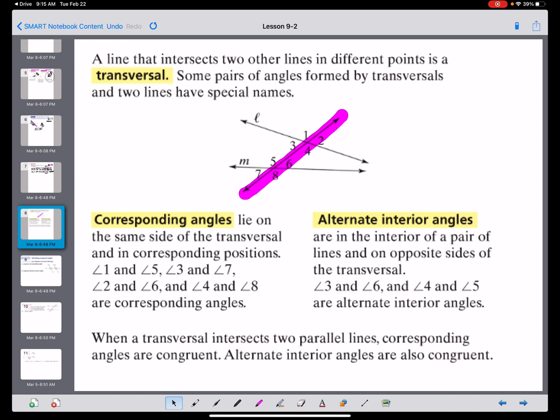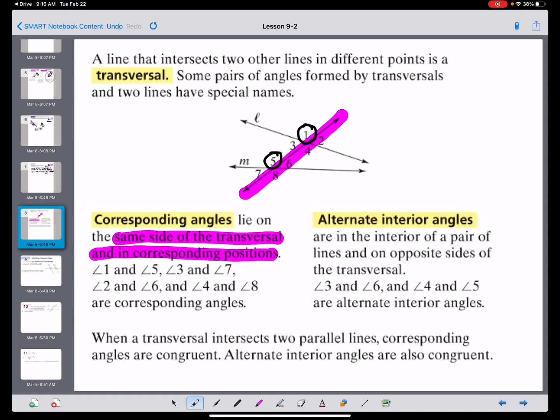First of all, we have corresponding angles. You've heard of the word corresponding before. Corresponding means in the same relative location. Corresponding angles lie on the same side of the transversal line and in corresponding positions. So some examples of corresponding angles are angle 1 and angle 5.